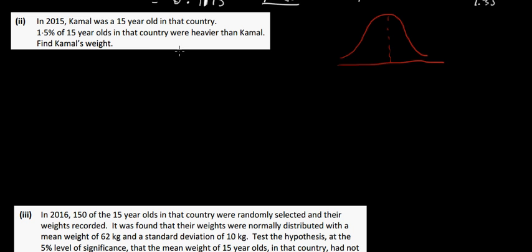1.5% of 15-year-olds in that country were heavier than Kamal. So we're talking about 1.5% to the right of Kamal's weight. So we're looking at somewhere maybe here. So this is about 1.5% of the population, let's say up here. 1.5% of the 15-year-olds would be in that area there, to the right of Kamal's weight on the graph.